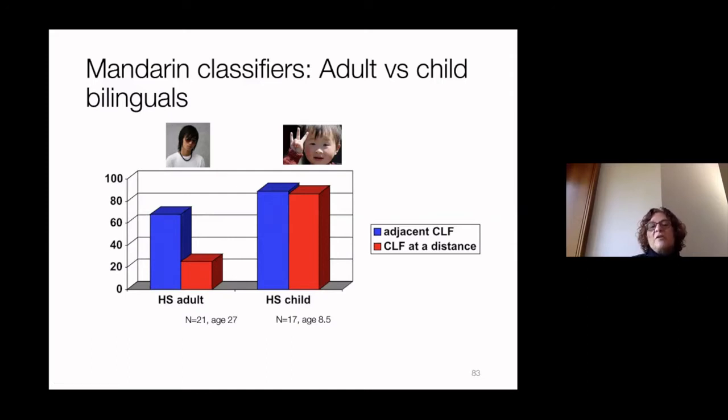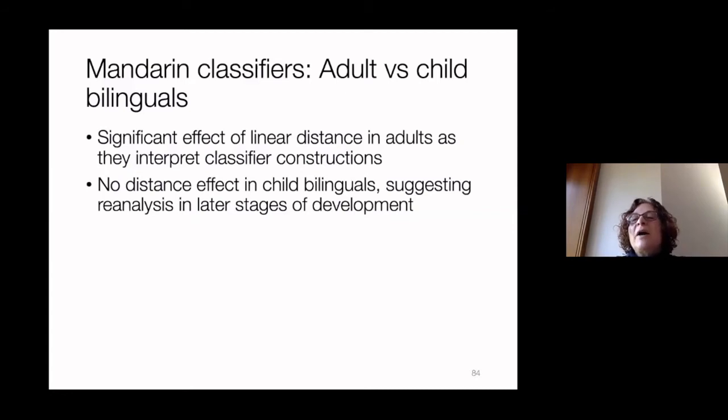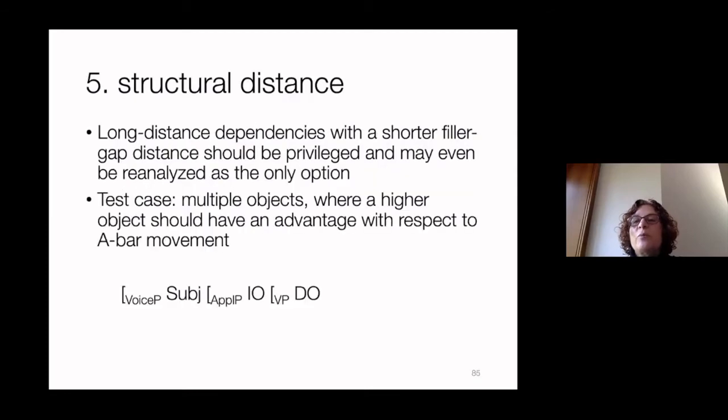So that indicates that linear distance between elements is quite difficult for heritage speakers, but it's also instructive that we see this difference between children and adults, showing that the system may actually have been in place, and then it might have been reanalyzed over the lifespan because the speaker was not part of the ambient language system. So this suggests reanalysis in later stages of development.